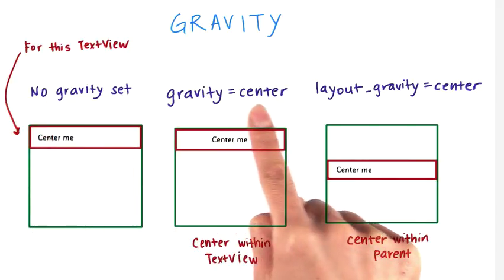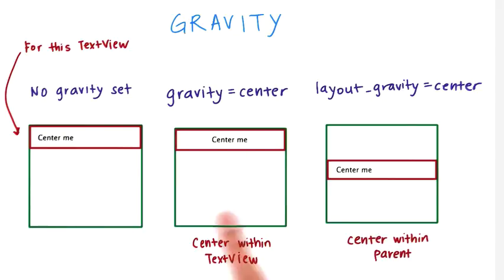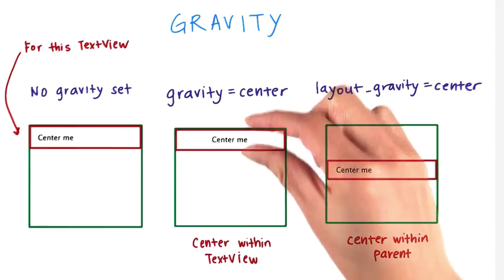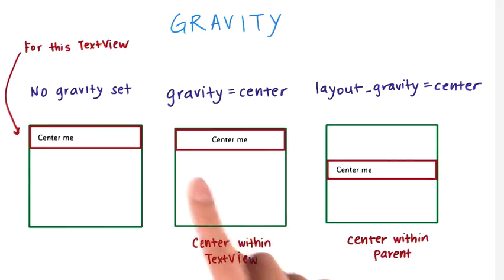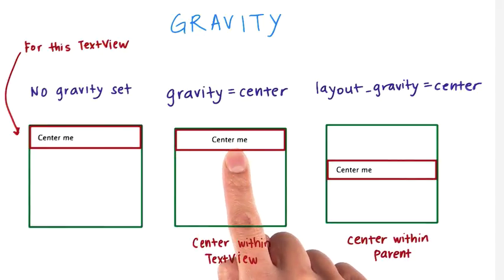If we specify gravity equals center, then it will center the content within the text view. Vertically, it can't move because it's already centered, but horizontally, it does shift over to be in the middle.